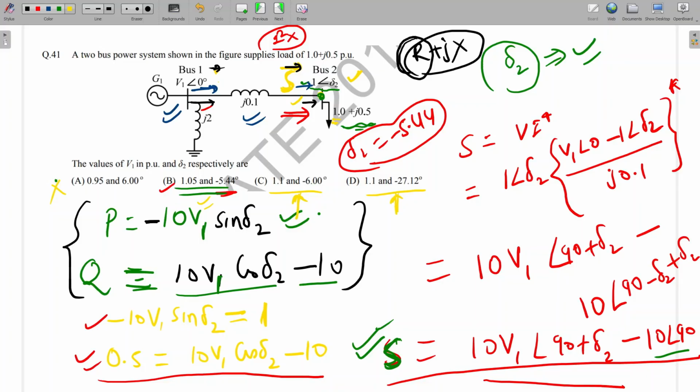Let's say we verify this voltage is 1.1. So 1.1 into 1 into sin 6 will not be 1 per unit. Here also, if we do 1.1 into 1 into sin 27.12, this will also not give 1 per unit. So this option only will be the valid option. Is it clear? Without solving also, we can do it by this method, where we can discard options. Is it clear to all?